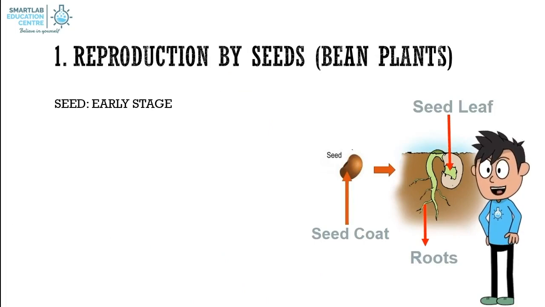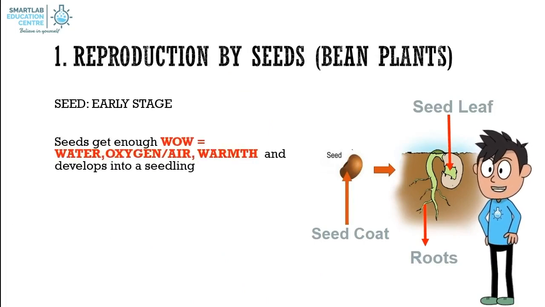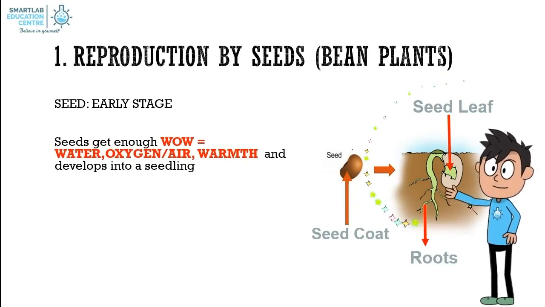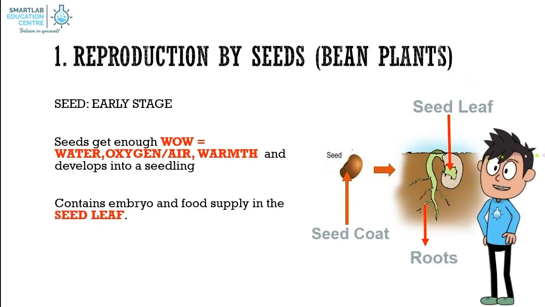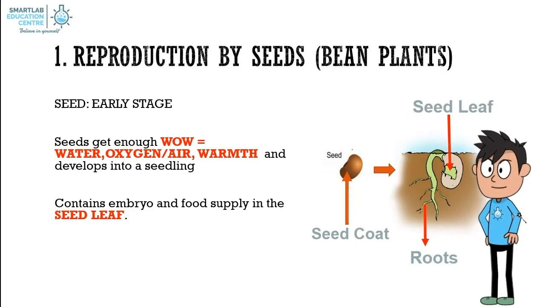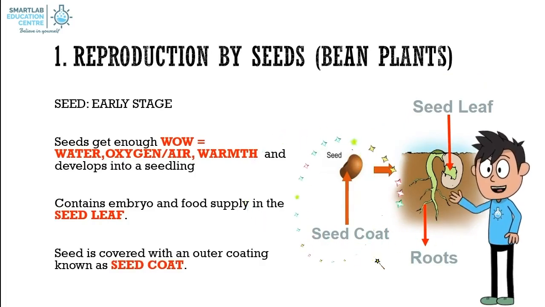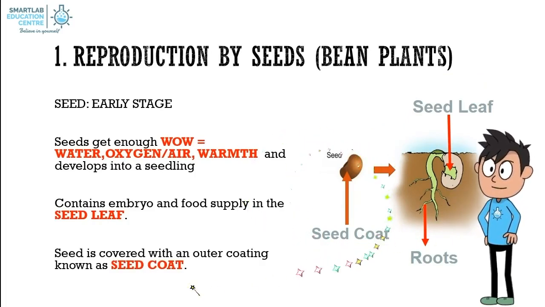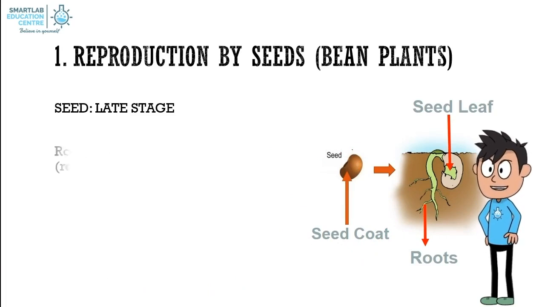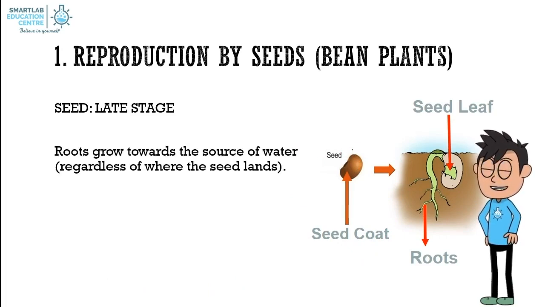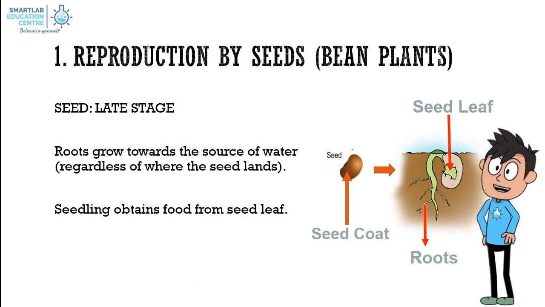During the early stage, when the seed gets enough water, oxygen, and warmth, it develops into a seedling. Seeds contain an embryo and a food supply in the seed leaf. They are also covered with an outer coating known as the seed coat. During the late stage, roots grow towards the source of water, regardless of where the seed lands. It obtains food from the seed leaf.